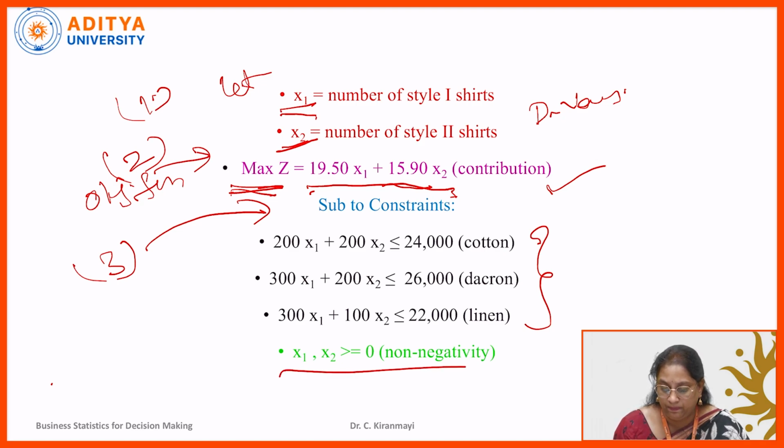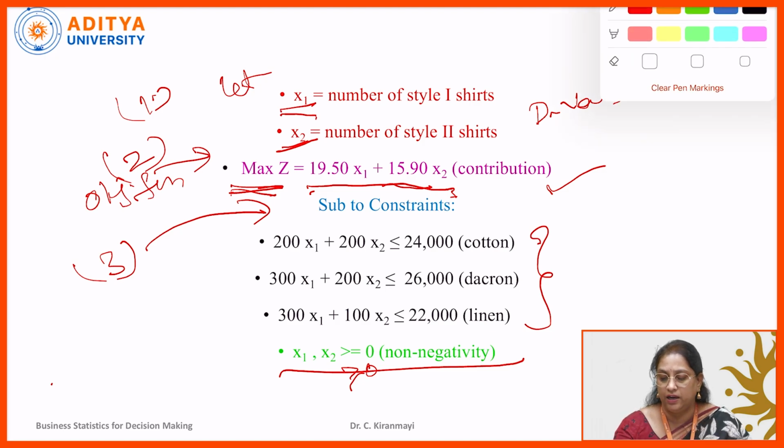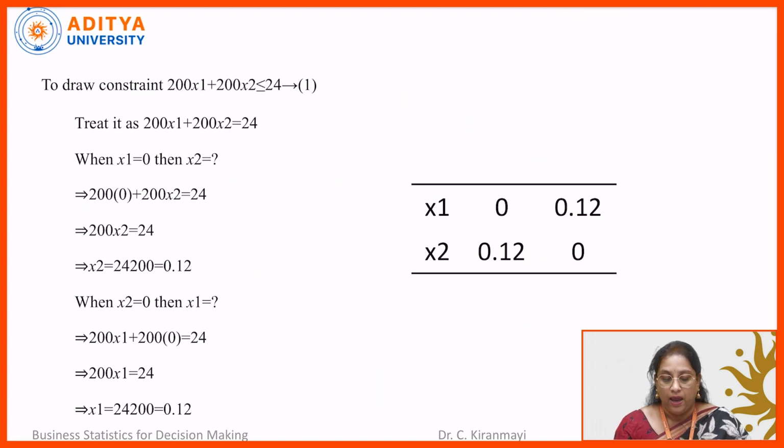And finally, the non-negativity constraints. We never produce negative units of the quantities, therefore x1, x2 must be greater than or equal to 0. So, this is how we have to formulate the linear programming problem. And after formulating the linear programming problem, the next part is to solve the linear programming problem.